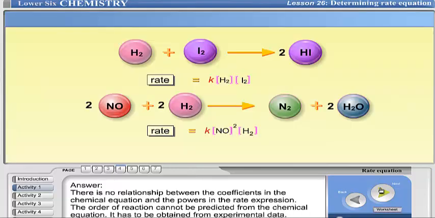Answer: there is no relationship between the coefficients in the chemical equation and the powers in the rate expression. The order of reaction cannot be predicted from the chemical equation. It has to be obtained from experimental data.